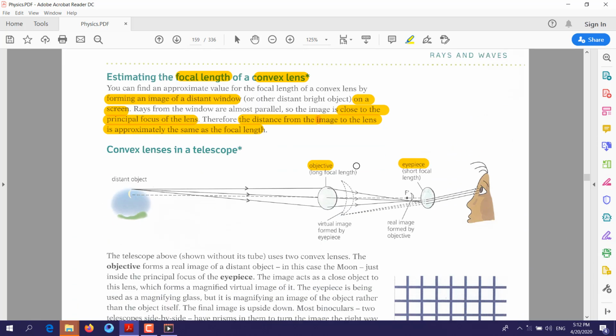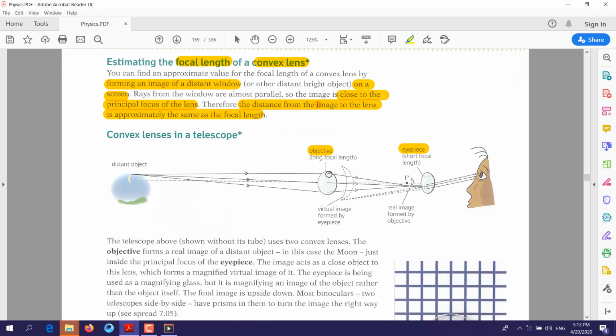So here, what is happening? The objective lens makes an image. Now this image is closer to the eyepiece, or to this lens. Now what will happen? This eye lens will make this image bigger. Okay, this is the principle of the telescope.